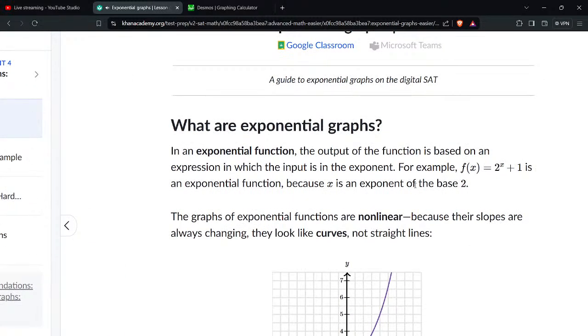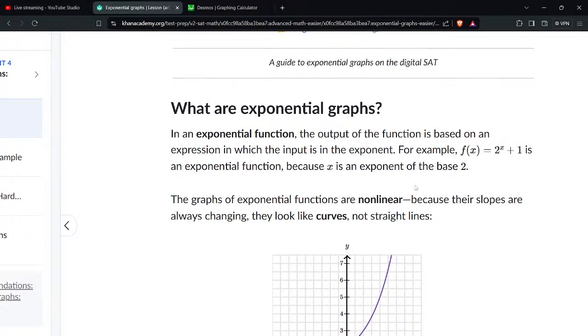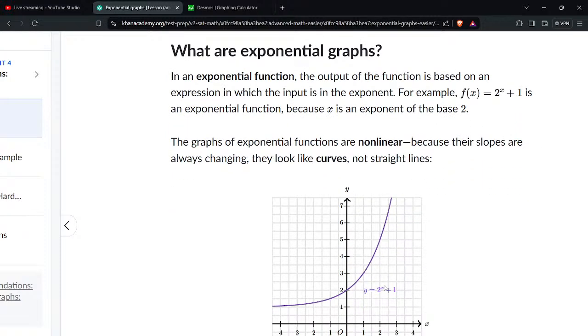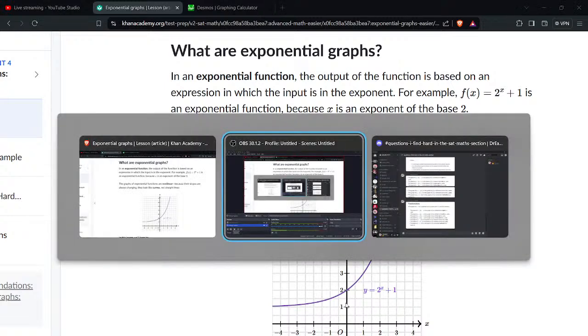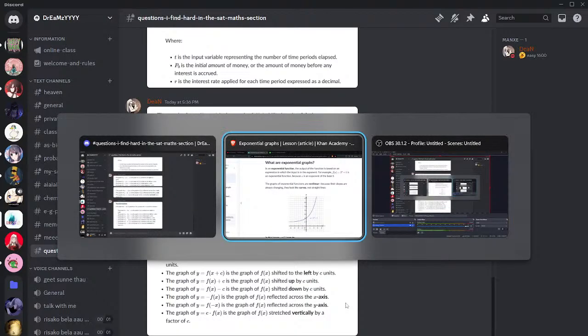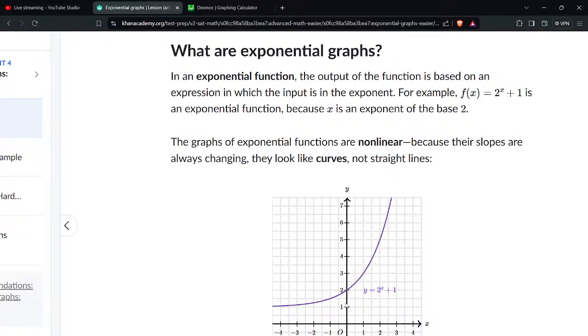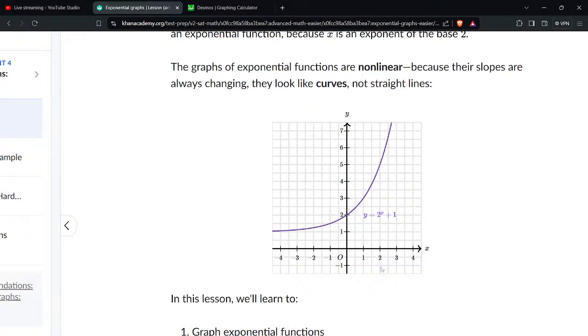What are exponential graphs? An exponential function. Okay, the graphs of exponential functions. How do you know this? How am I supposed to know? Wait. Okay, so it's plus one, right? So it does not touch one. It does not touch one, right? Okay, so it does not touch one. And how do I know it's 2 to the x?